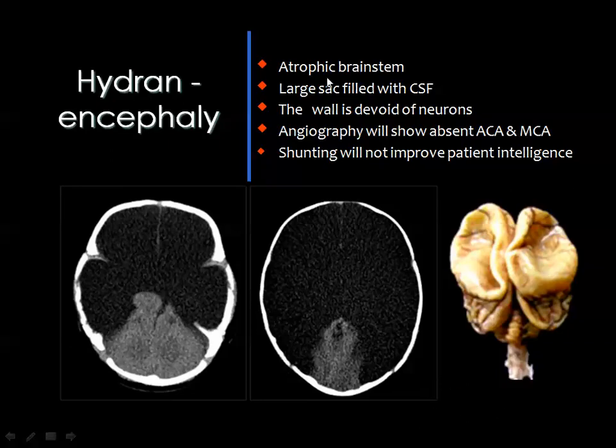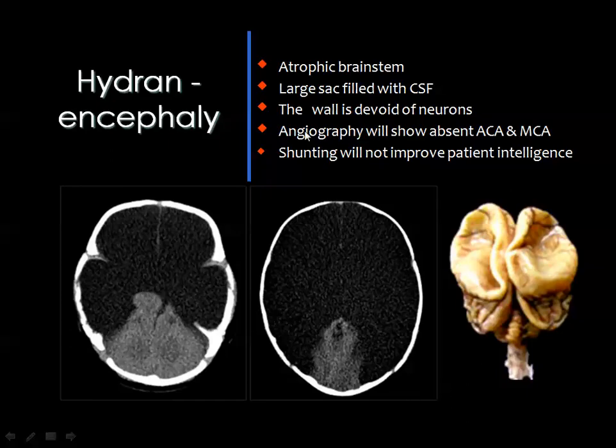The brainstem is small and atrophic, and there is a large sac filled with CSF, and this sac is devoid of neurons. The wall of the sac is fibrous tissue. There is no brain tissue, and this means that if you shunt this hydrocephalus, the patient's intelligence will not improve because the wall of the ventricle is made of fibrous tissue.